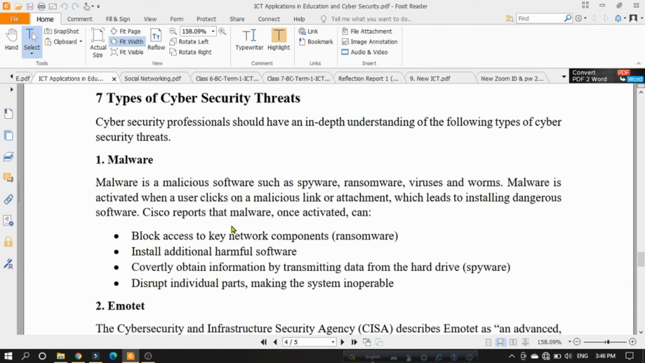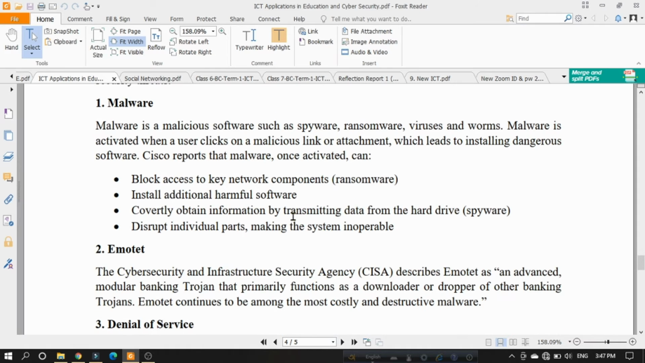Cisco, the networking company, reports that once malware is activated, it can do these 4 things. Block access to key network components, that means ransomware. Install additional harmful software. Covertly obtain information by transmitting data from the hardware, which is done by spyware. Disrupt individual parts, making the system inoperable. That means you cannot use the system to work.